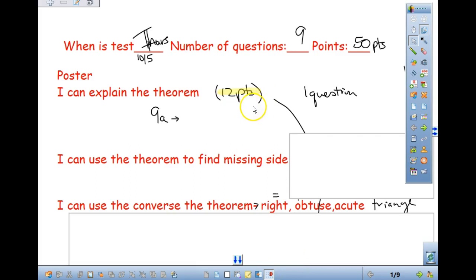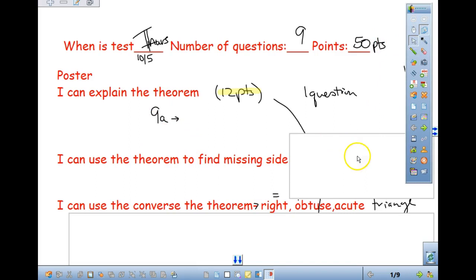I have some people that have yet to write it yet. They've yet to do 9A. They haven't written it out once. I would recommend doing it 3, 4, 5 times. You want to get this down. It's 12 out of the 50 points, the explanation. And as you look at 9A, we're going to look at that in just a minute.